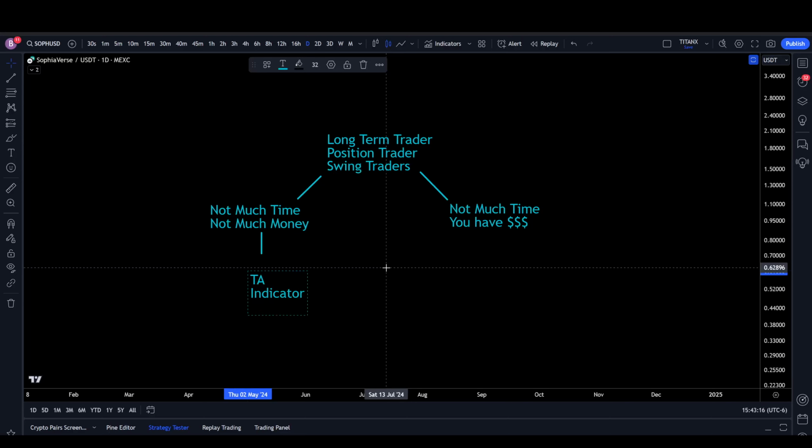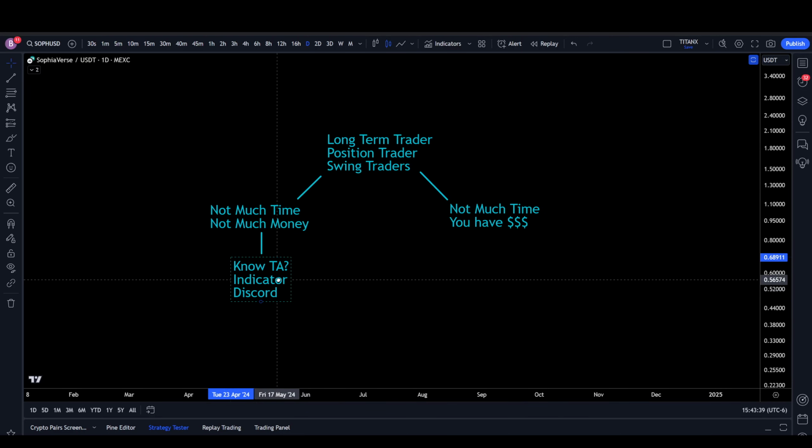What else would you need? Let me put this on here. Do you know TA? Let's see. What else would it be? Indicator. I think that's pretty much it. No TA, indicator. Oh, or a Discord that you're in. All right, so that's that person there.